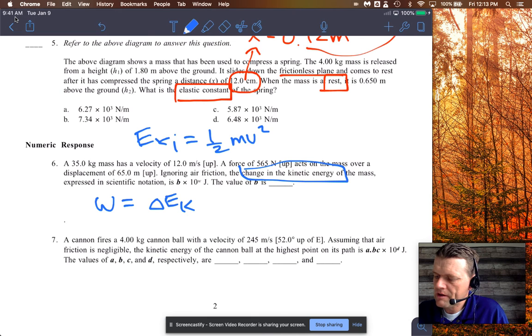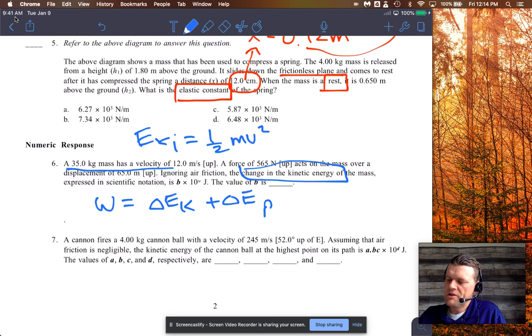So again, if you want the change in kinetic energy of the mass, the only formula that has that is the work energy theorem. It's the only one that's got delta EK, all right? So actually, it just wants the change in kinetic energy. So this information at the beginning is not necessarily needed, because if you know the force times the distance, that would be the work put into the system.